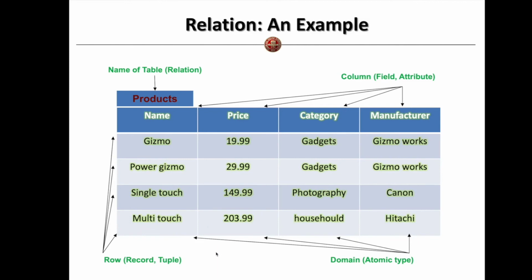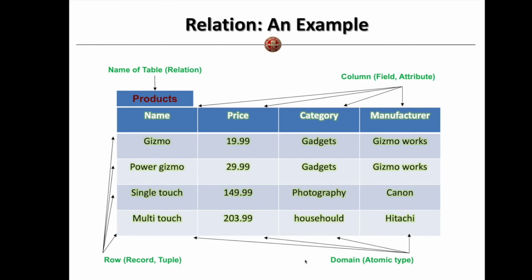So when we read a table, if we are checking the schema for a table, we can check the top first. We can see the name of the relation as well as the attributes of the relation in these columns. Later on, if we want to read the data we have inside the table, we can read it row by row instead. This is the first product, this is the second one, this is the third one, and this is the last one.